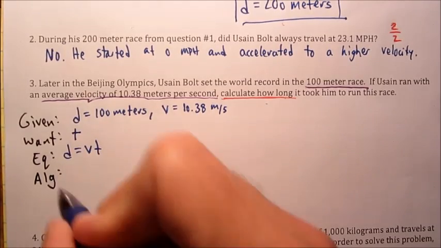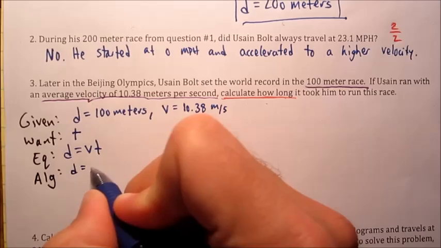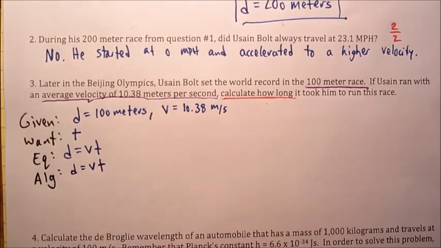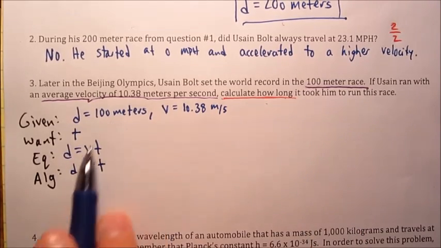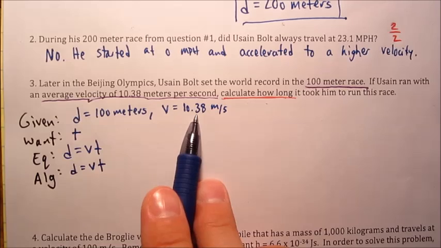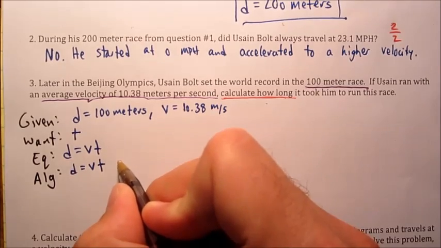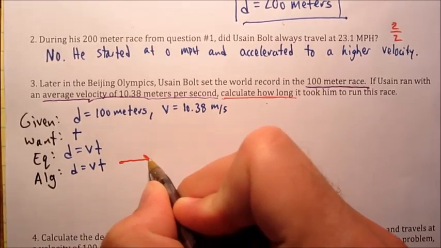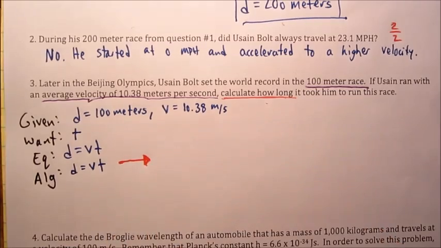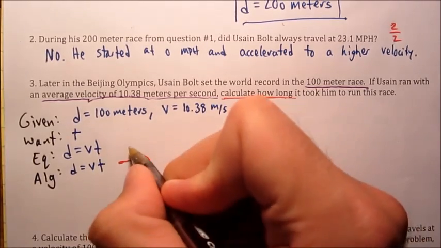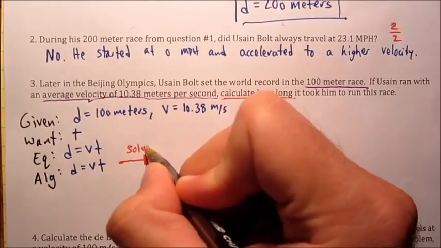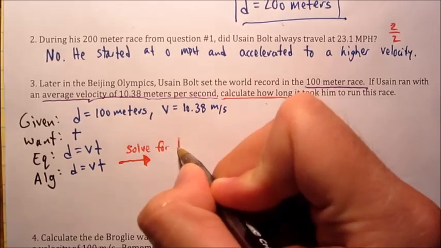In math class, and there's nothing wrong with this in math class, you just plug your numbers in. So we'd plug the 100 meters in there, we'd plug the velocity in here, and then we'd solve for t. But physics students do not do that. What we do is we do our algebra before we plug the numbers in, and research has found that you make fewer mistakes that way.